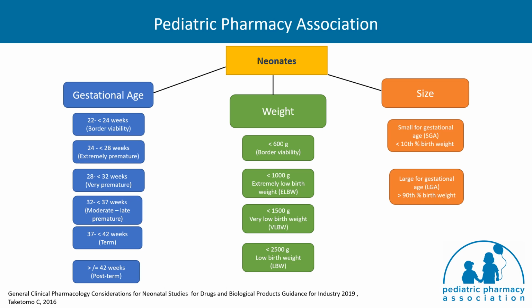Neonates that are small for gestational age are at a risk for the same outcomes as neonates that are more preterm but the same size. While term infants that are very large for gestational age are at a higher risk for brachial plexus injuries during birth and then hypoglycemia afterwards.